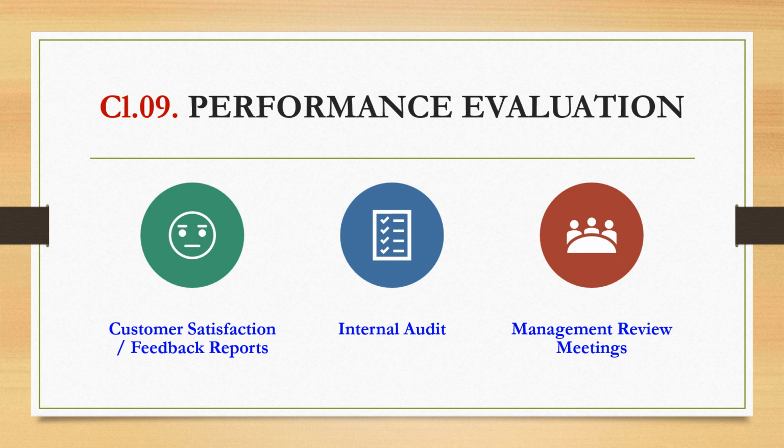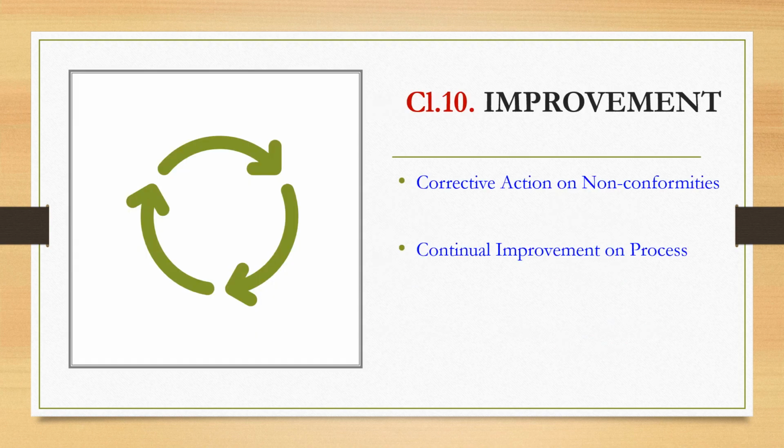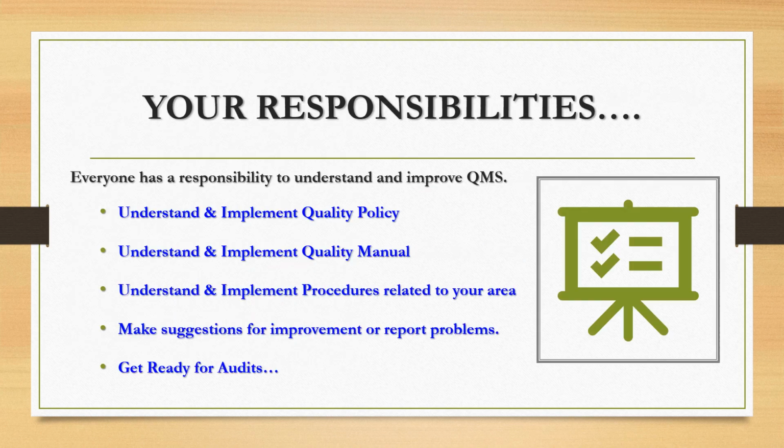Clause 10 Improvements. Based on the results from the management review meetings, corrective action will be taken on the non-conformities and that will drive it towards continual improvement. Changes will be made in the processes involved without affecting the objectives of the organization. This is how the quality management system is involved in the organization to achieve the objectives.